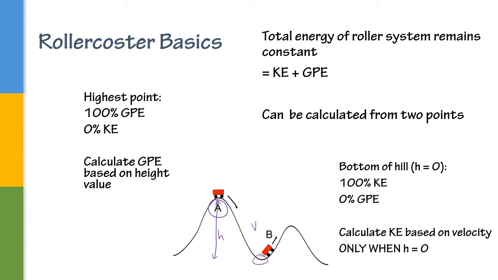Now the reason I specify this only when the height is equal to 0, there may be scenarios where you'll have to calculate energy based on a dip that is not actually right at the bottom. It is not height equals 0, there is in fact a height above the ground. Be aware of that. If it's not height equals 0, don't use it to calculate the total energy, but chances are you will in fact be given a height and get your total energy from GPE.